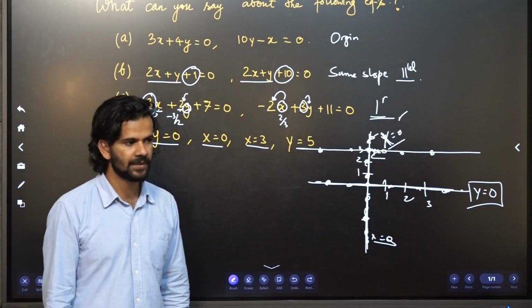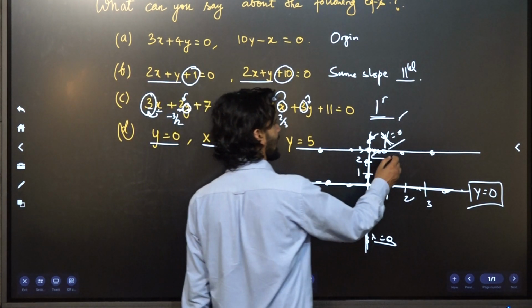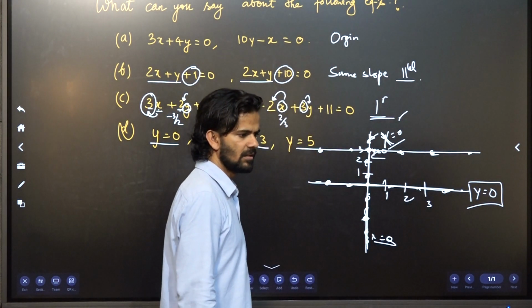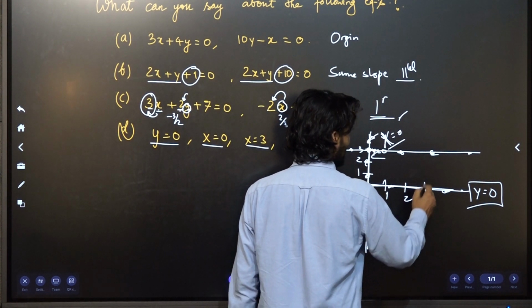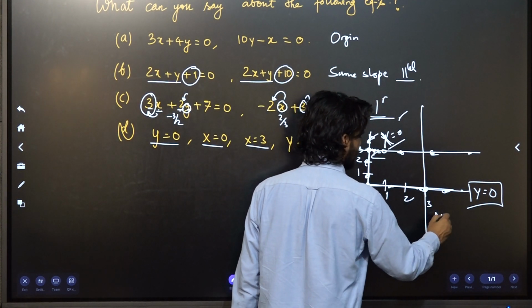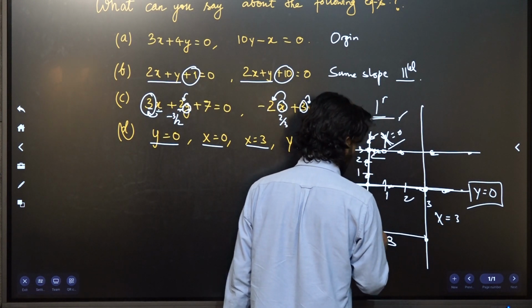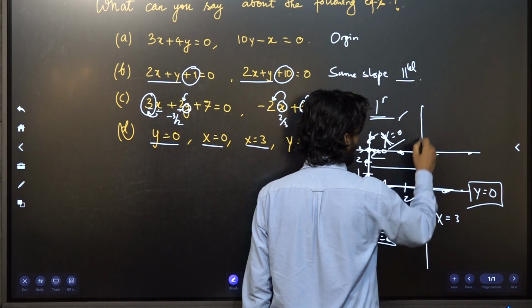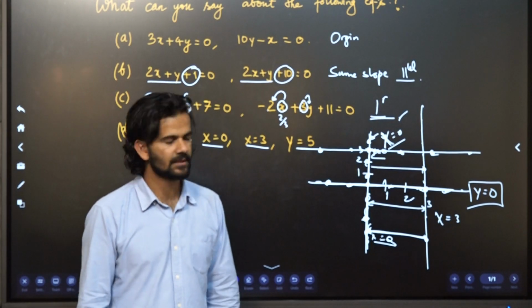Is it true? x is 3? No, actually not. Here x is something else. Here x is something else. Here, this is the line where x equals 3. Here also, from the y-axis you are at this distance. No matter where, all of these points have x coordinate 3.